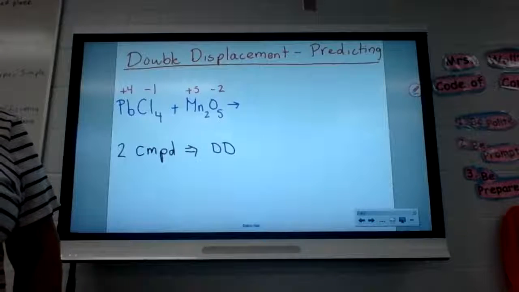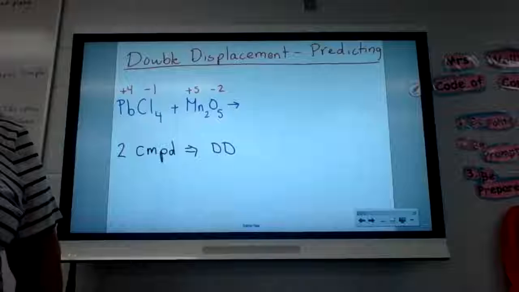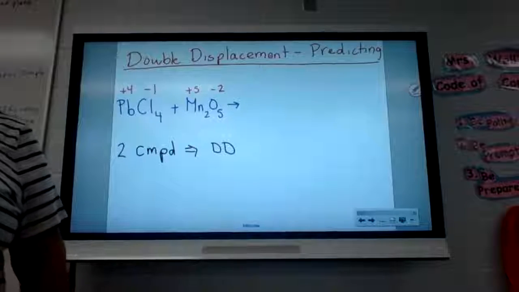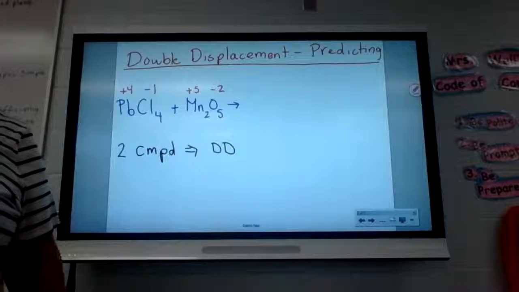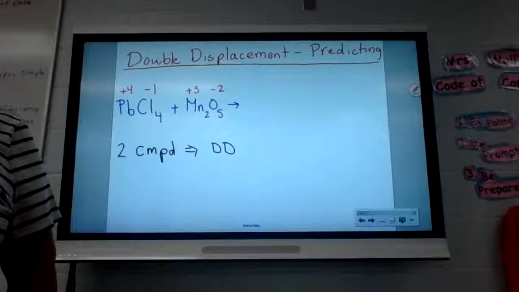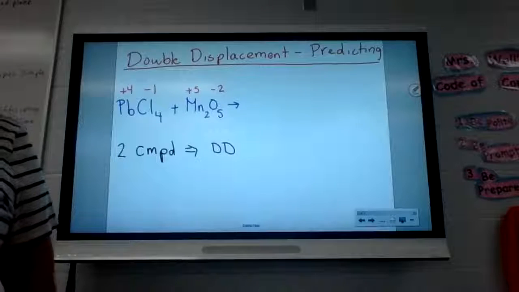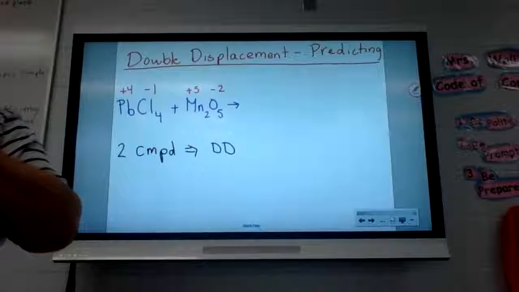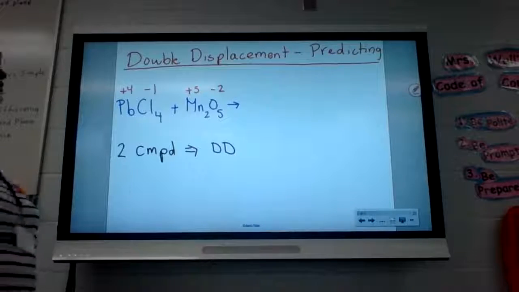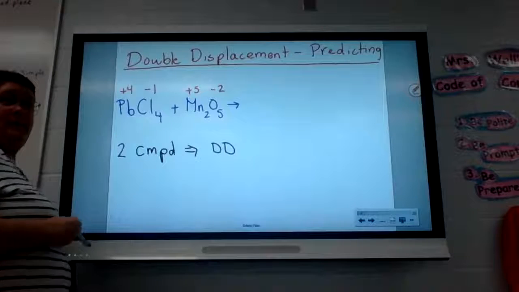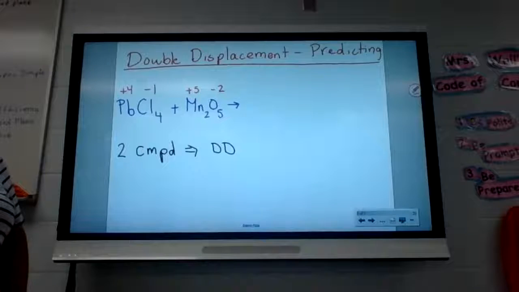Now, here's the thing about double displacement that's different from single displacement. In single displacement, you had to figure out which one you had 2 of. Did you have 2 positives or 2 negatives? In double displacement, you have 2 of each. You can choose. Do you want to switch the 2 positives or the 2 negatives? You can either switch. That's weird, but it's the way it is.